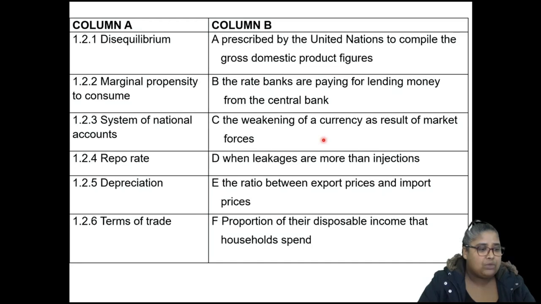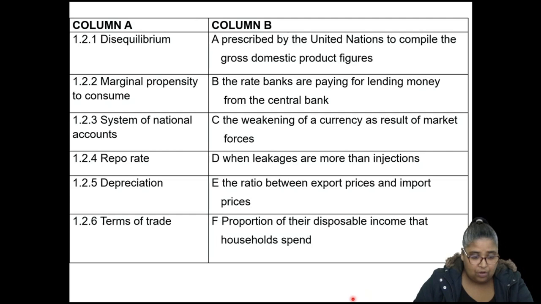Okay, so the terms we are using here in column A, I'm going to read them out to you. Disequilibrium, what does that mean? The criteria for equilibrium is when leakages are equal to injections. We say the economy is in equilibrium. So obviously, disequilibrium will be the opposite of that, where leakages are more than injections, or injections are more than leakages, exceeding one another. Then an economy would be in disequilibrium.